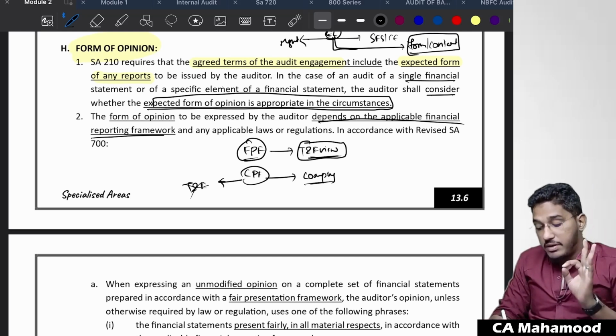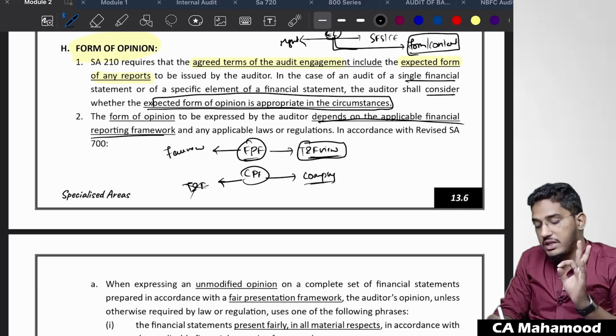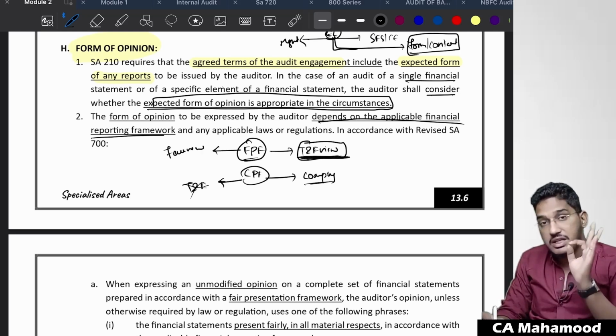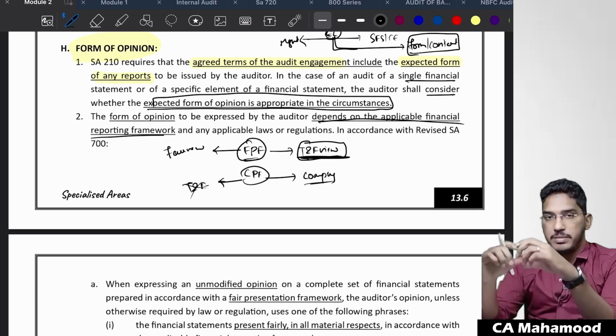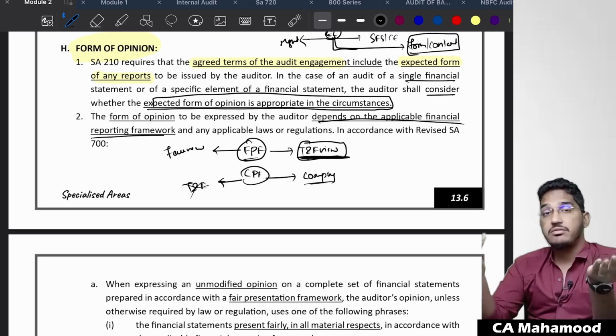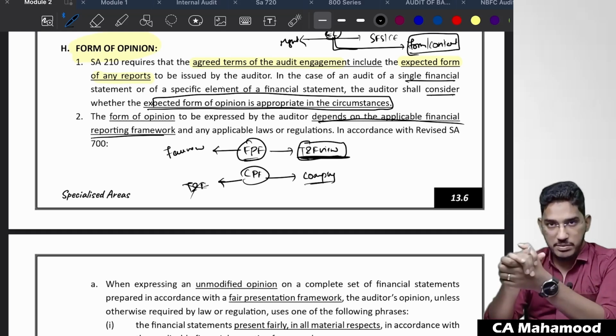Whereas in the case of the fair presentation framework, the main objective is true and fair view. So here we need to check whether the financial statements are giving a true and fair view or not. So the wording which you will use in the opinion paragraph depends on the framework on the basis of which the financial statements are prepared.